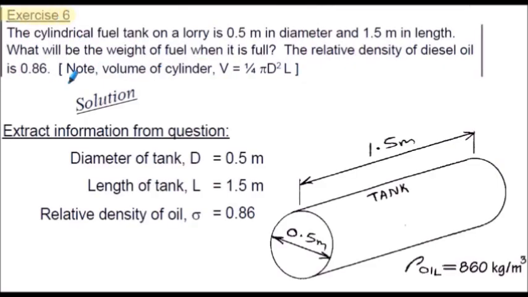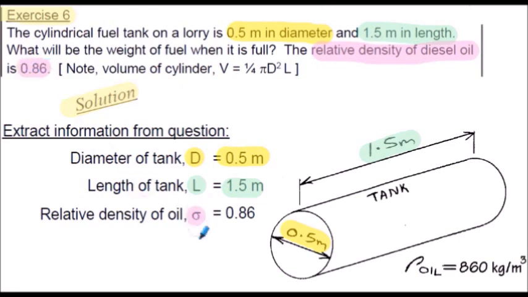So exercise 6, here's the beginning of the solution. As with all questions, we firstly extract the information from the question. The diameter of the fuel tank is 0.5 meters, so D is 0.5, in my sketch here. The length of the fuel tank is 1.5 meters, so L is 1.5 meters, again added to my sketch. And the relative density of the diesel oil is 0.86, so lowercase sigma is 0.86. So there's the information extracted from the question, and as always I'd encourage you to draw a simple sketch showing the information we've extracted from the question.